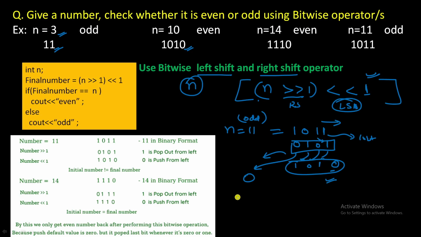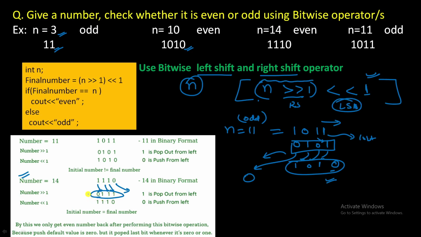Now let's see another number which is an even number. If you see 1100, this is the binary representation of 14. Now I am applying the right shift operator on this number. So this 0 will be lost, then this 1 will come here, this 1 will come here, this 1, and then here comes 0. Now on the resultant number after this operation, I am applying left shift by 1.